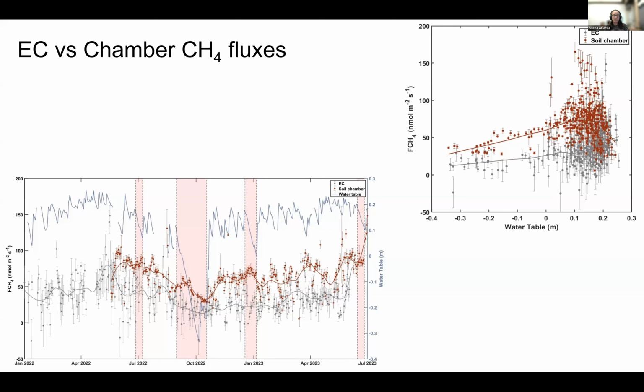We see in general higher methane emissions from the soil chamber system than from the eddy covariance. And we see a similar response between soils and eddy covariance. However, the response varies when soils are very wet. And as I said, we still have lots to learn in here.